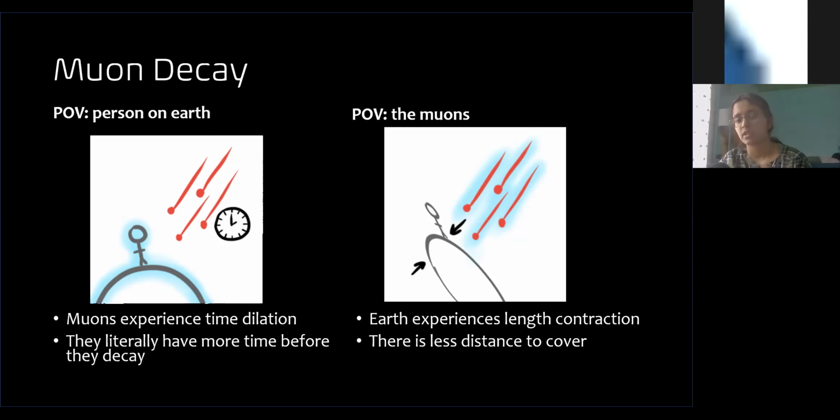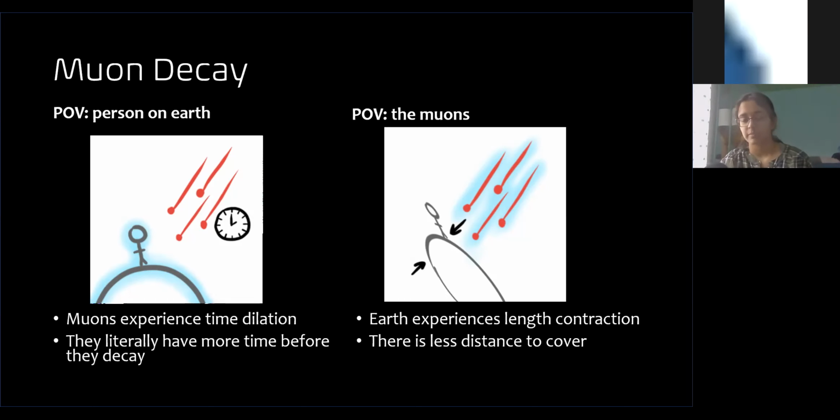However, if we look at this from the muons' point of view, they aren't moving. They don't experience time dilation. Instead, it's the Earth that experiences time dilation. But right now, what's more important is that the Earth also experiences length contraction, which means that to the muons, the Earth is literally squished. There's less space for them to traverse, which means that even with their normal short lifespan, since they have less distance to cover, they can travel that distance, and this allows them to make it to the surface of Earth.